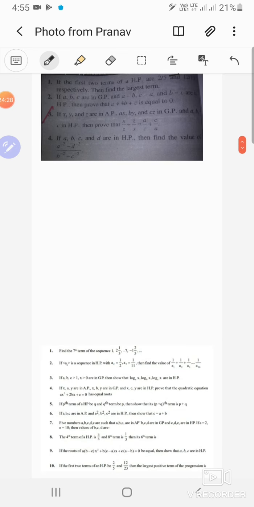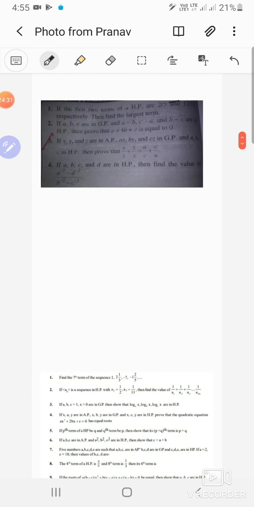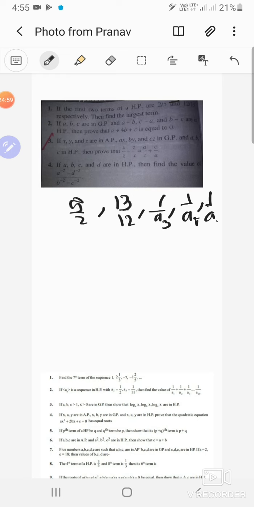Okay, the next question is, if the first two terms of a harmonic progression are 2 by 5 and 12 by 13 respectively, then find the largest term. Okay, so the first two terms of a harmonic progression are 2 by 5 and 12 by 13, which means that the reciprocals will form an arithmetic progression. So 5 by 2, and then you have 13 by 12, and then you have 1 upon the next term, call this a3, and then the next term keeps on going like that. That's going to be the arithmetic progression which we get after reversing the HP.